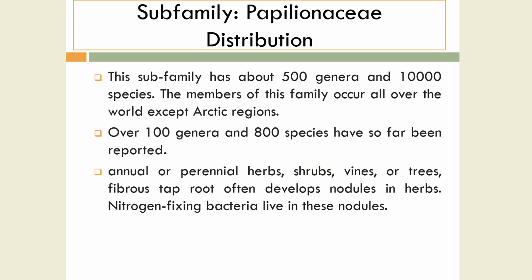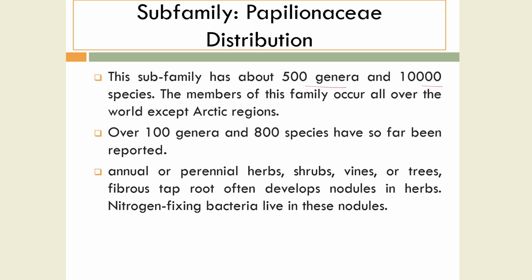Starting with the first subfamily, Papilionaceae, it is distributed in around 500 genera with around 1,000 species. This is one of the largest subfamilies in the Fabaceae. The members of this family are distributed all over the world except in the Arctic region. Most of them are widespread, and over 100 genera and 800 species have so far been reported in India. This is quite a large number.